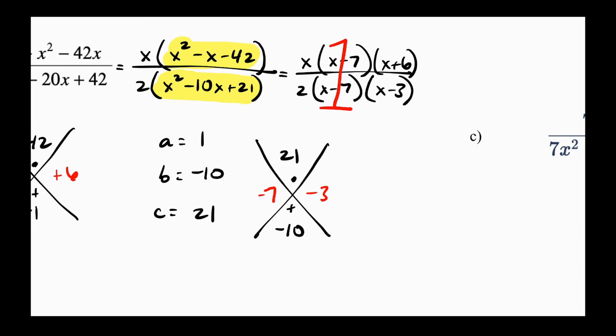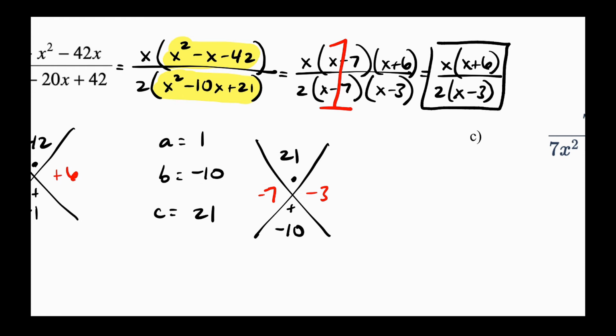So when I write my final answer, I need the x in front with parentheses, x plus 6, and then a 2 in front, x minus 3. Since there are no more giant 1s left, that's my final answer. That's how you would type it into Delta Math, with parentheses and division signs, just like that. You would make it look exactly like that, because those are the things that don't have giant 1s. They don't cancel out.